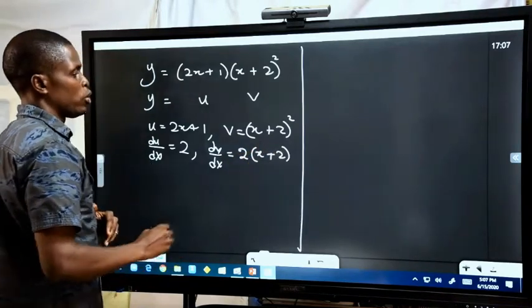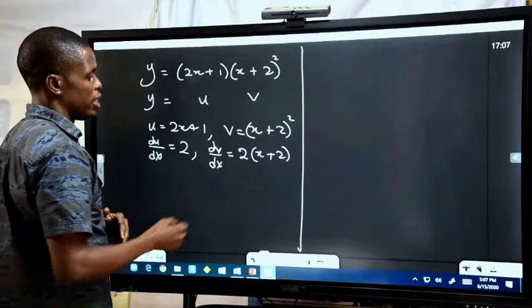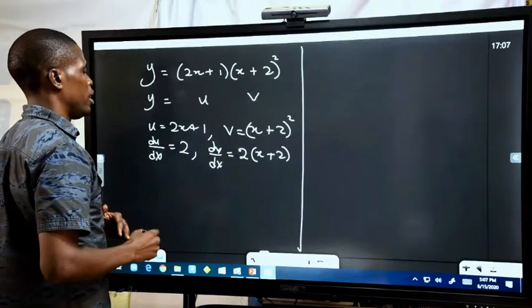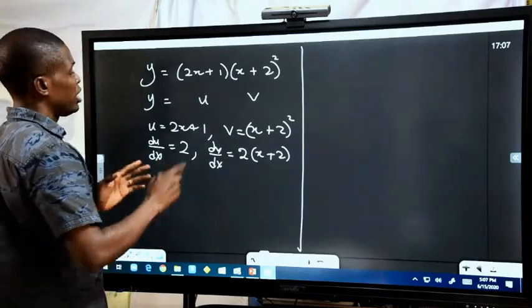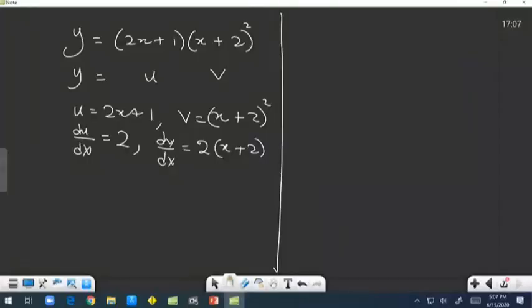2 in bracket x plus 2. Since the coefficient here is 1, there is only the chain rule to solve that. So we have the various differentiation. We say dy over dx is equal to u dv over dx plus v du over dx.